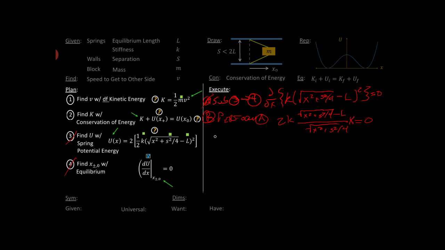All right. And then C, what we need to do is we need to solve for xc. We're going to solve b, so we can get rid of that. So xc is then equal to the places where x is equal to 0, which is just 0, and the place where x squared plus s squared over 4 minus L is equal to 0. So what would that be?